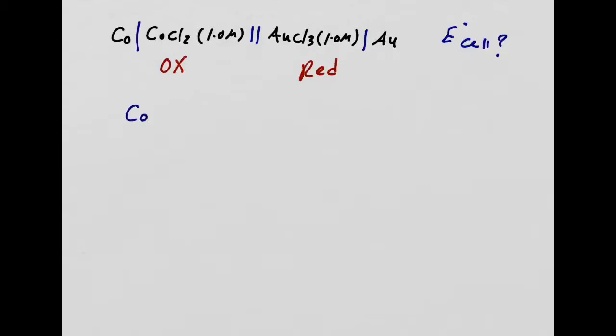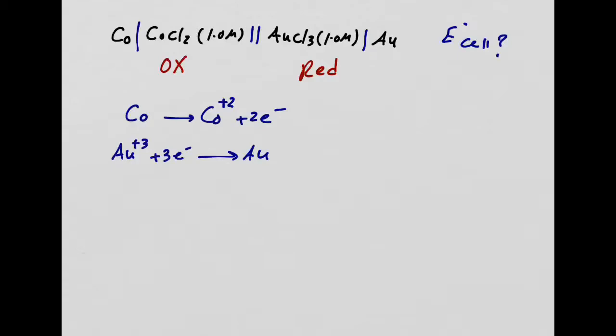I have cobalt. My cobalt is going to go to cobalt plus 2 and lose 2 electrons, because this is cobalt plus 2, this is just cobalt 0. Now I'm going to look over here. What's going on here? What's been reduced here? Gold, right? What do I have here? I have gold 3 over here. I have gold 3 that would need 3 electrons to go into gold 0.